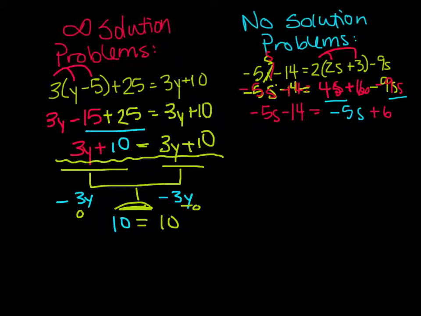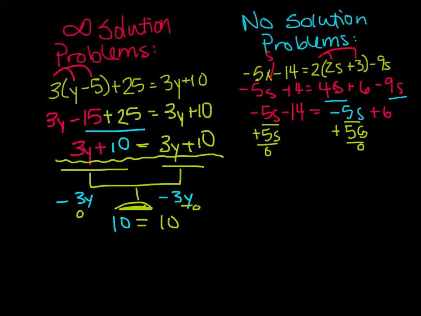So I already see a little bit of a problem happening. We have negative 5s minus 14 is equal to the same negative 5s plus 6. And I don't really like that. For some reason, that's not sitting well with me. So let's get these s's on one side. I see a negative 5s, and to make that 0, we could add 5s. So let's add 5s to both sides, and we get 0 and 0. Negative 14 is equal to 6. That's what's left over.